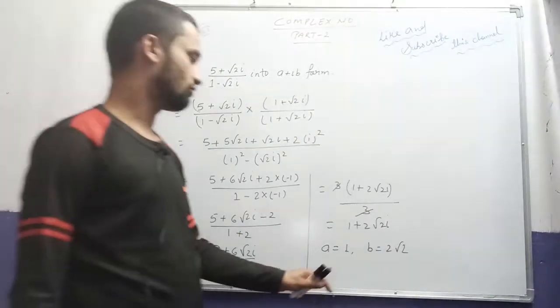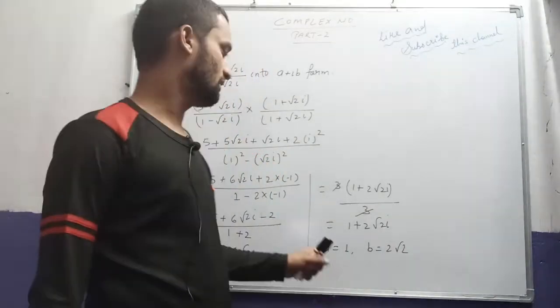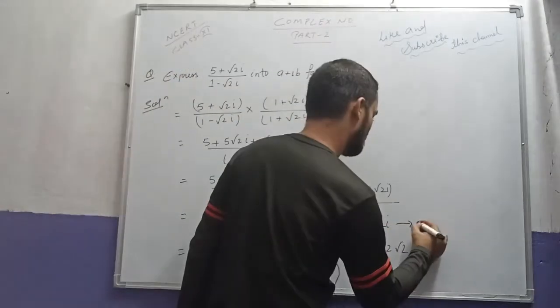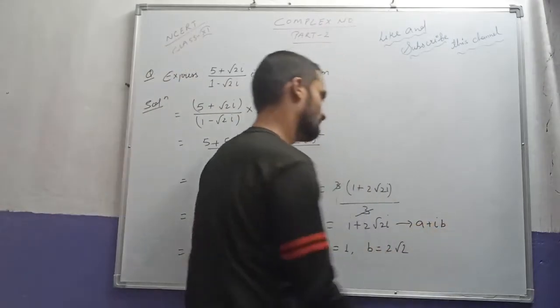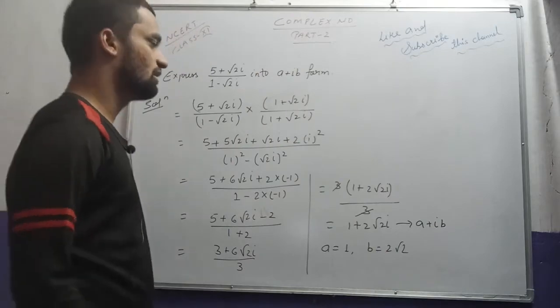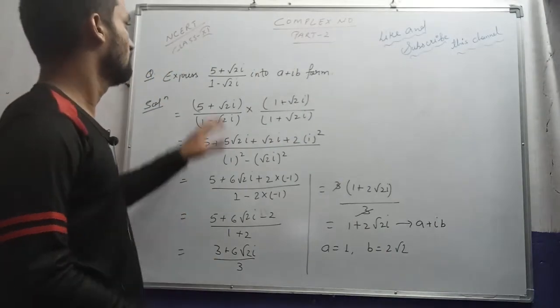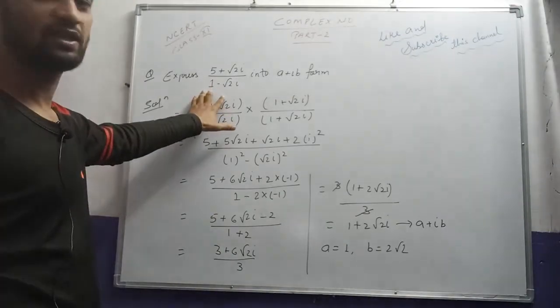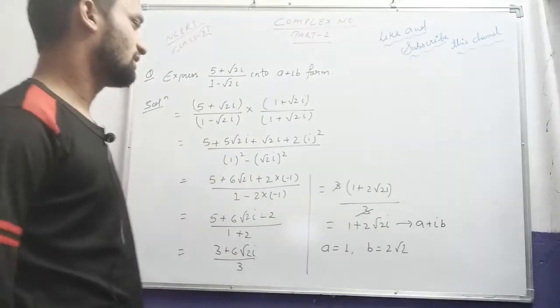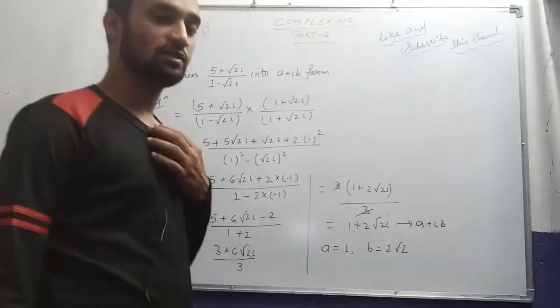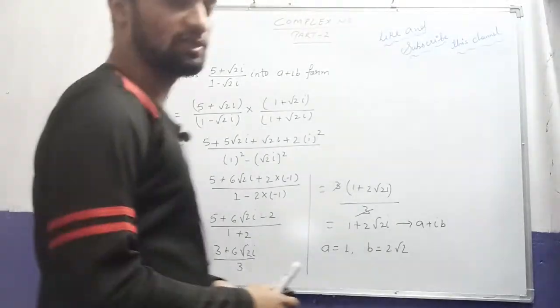Generally we don't need to show the value of a and b. We need to put it in the form of a plus ib. You can see this is in the form of a plus ib. So this will be the answer. This is the method to represent any number. If it is in the denominator in a fraction, then we need to take the rationalization process and on further solving we will get the answer. Now let us start another question.